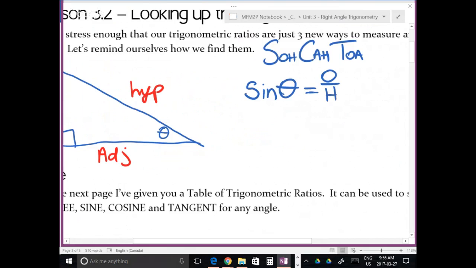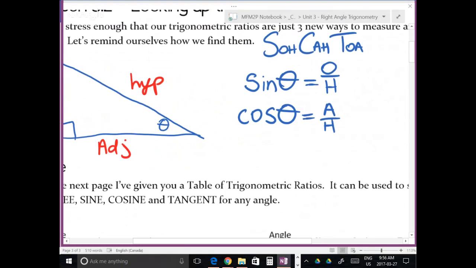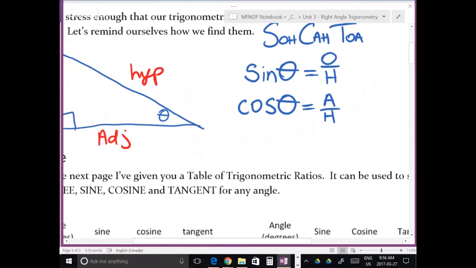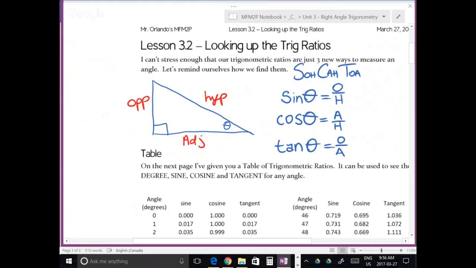Good. What's my next trig ratio, and how do I find it? Cosine. Very good. And the cosine of theta is found how? Good. And what do I do with them? Very good. And my third trigonometric ratio is tangent. How do I find the tangent of theta? Good. The opposite divided by the adjacent. So those are my three trig ratios.